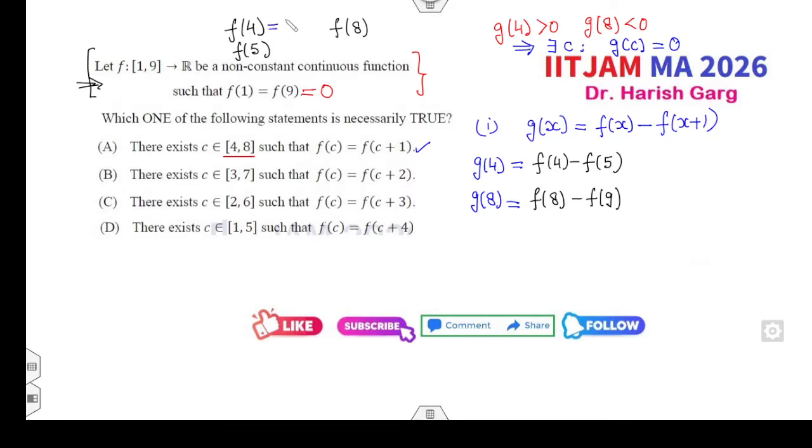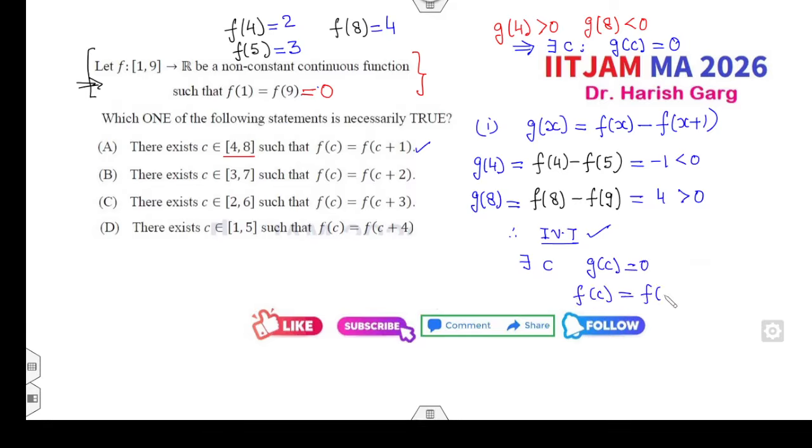I can choose f of 4 is 2, f of 5 is 3, f of 8 is 4. If I substitute the values, f4 minus f5 is less than 0, f of 8 minus f of 9 is greater than 0. So therefore the IVT theorem is applicable. Fine. So I can find a c such that g of c will be 0. That means f of c is equal to f of c plus 1.